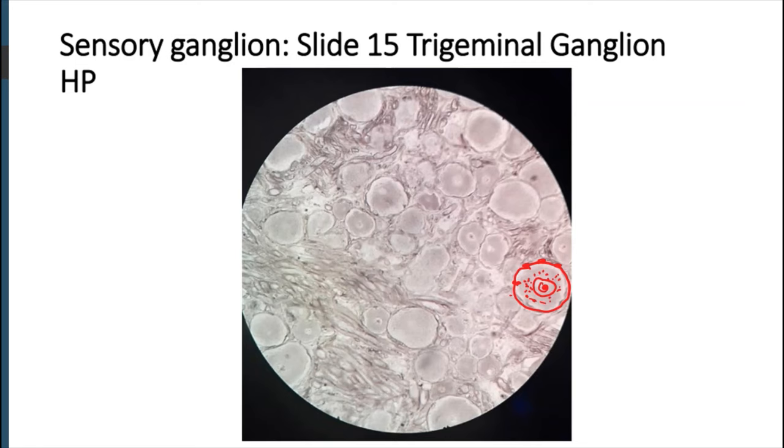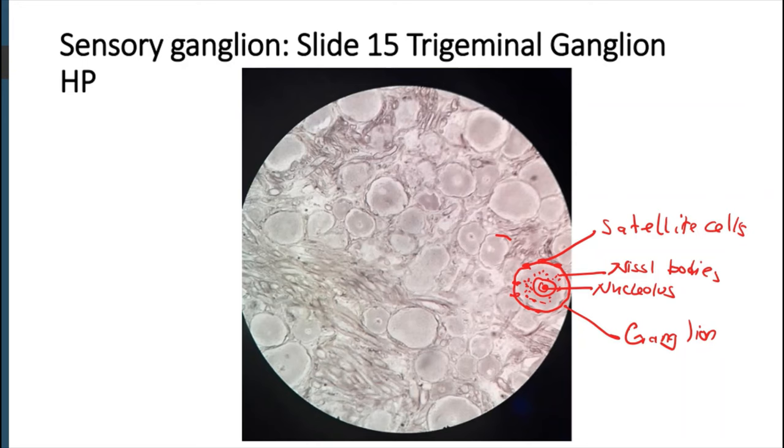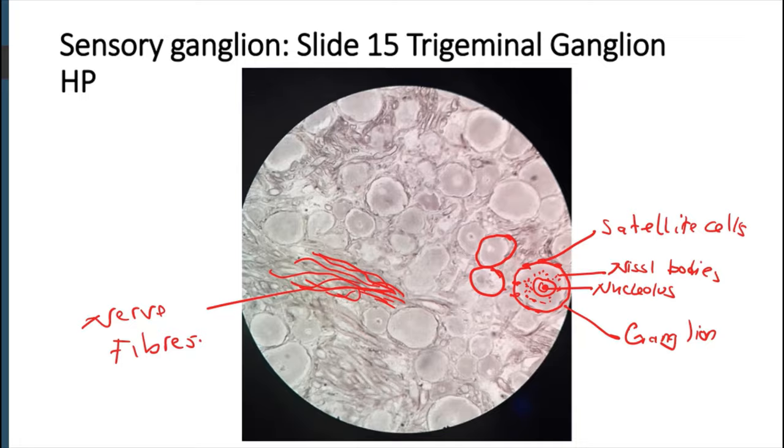So this is the nucleolus. Those are Nissl bodies. The whole thing is what we call a sensory ganglion, and the cells that are surrounding it are satellite cells. So draw 2 to 3 cells like that. And also draw these axonal fibers close to these bodies, and label them. These are nerve fibers. So that's how you draw the trigeminal ganglion, the sensory ganglion.